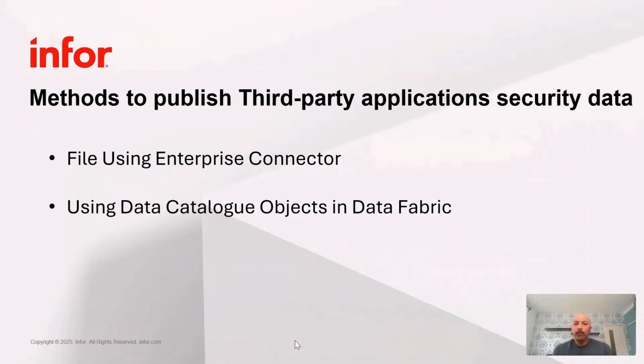So there are two methods using which we can bring the third-party application data into Infor GRC. The first one is using a file connector, and the second one is using a data catalog in Data Fabric. We'll go through these approaches one by one, and then I'll explain and demonstrate how we can set it up and bring the data into GRC.